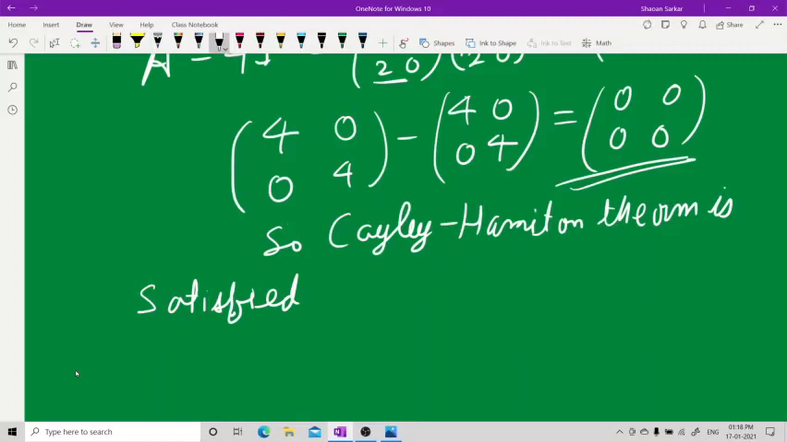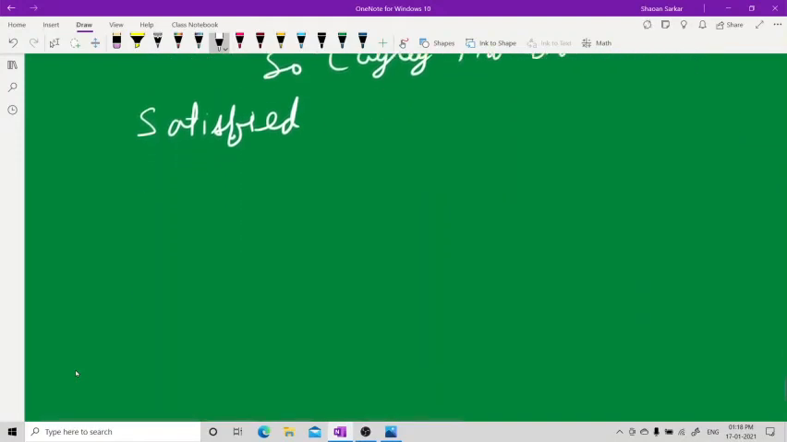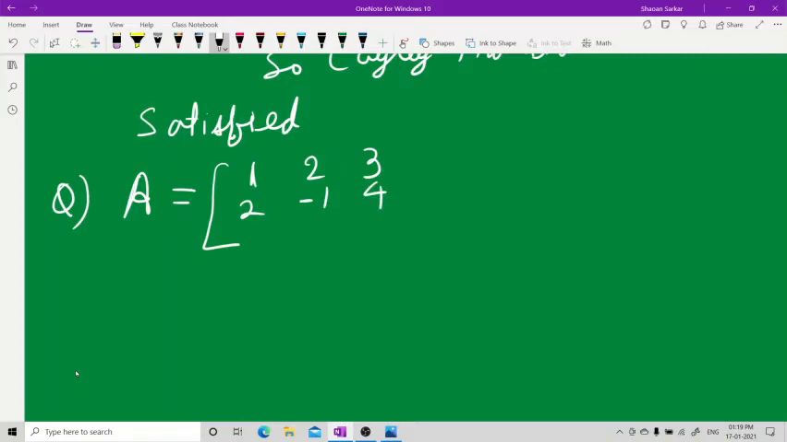Okay, now we will take another example and then we will do this with a 3 cross 3. I did it with a 2 cross 2. Now we will do it with a 3 cross 3. Let me take a matrix A. See what I do. I take the matrix 1, 2, 3, 2, minus 1, 4, and 3, 1, minus 1.